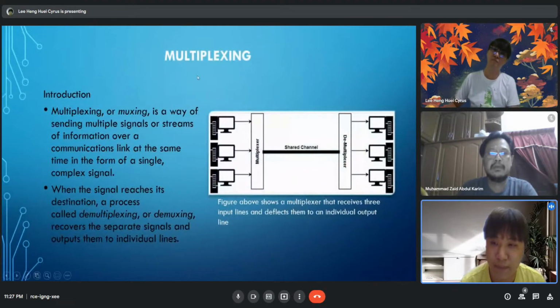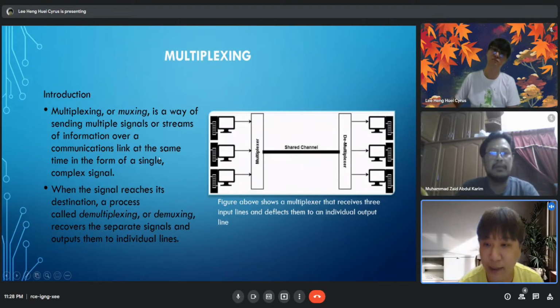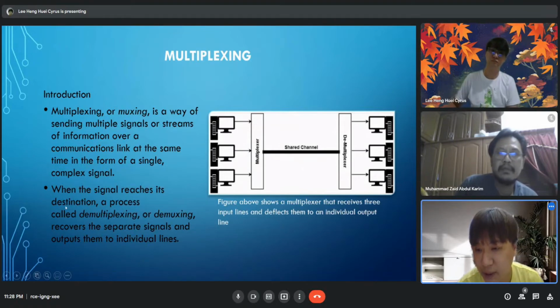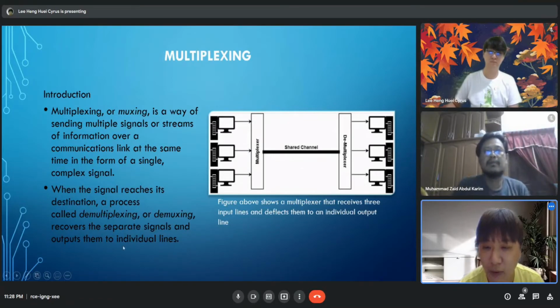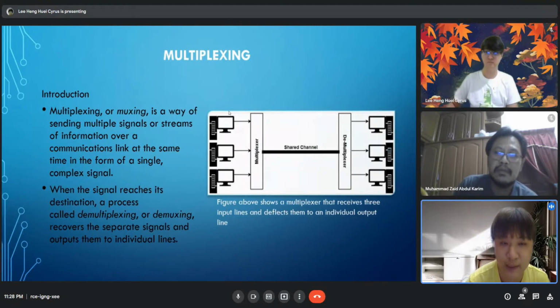Okay, this is multiplexing. I will continue my talk. This is the introduction of multiplexing, also called muxing. MUX is a way of sending multiple signals and streams of information over a communication link at the same time in the form of a single complex signal. When the signal reaches its destination, a process called demultiplexing, or demuxing, recovers the separate signals and outputs them individually. You can see from the figure beside. Okay, next.